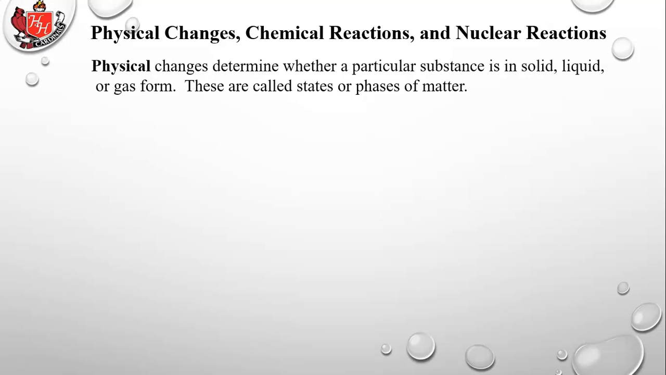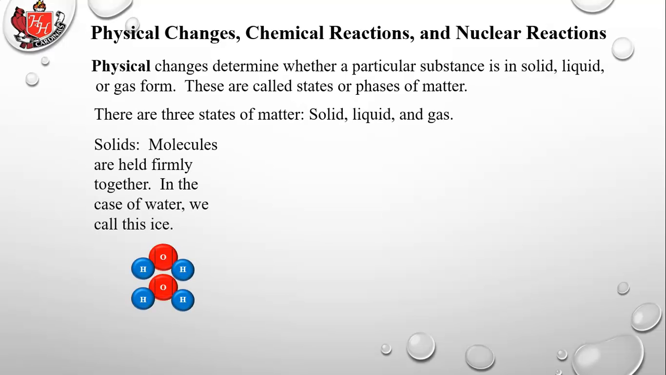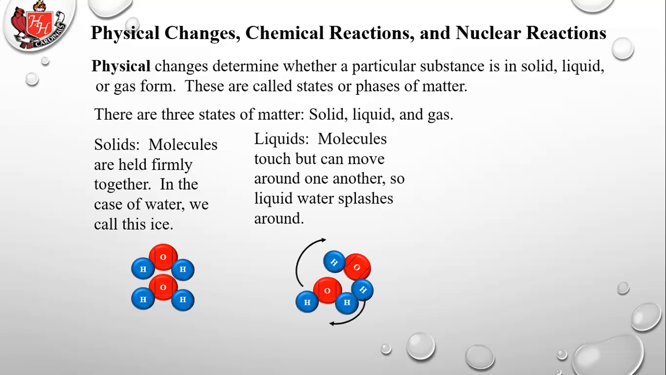Physical changes determine whether a particular substance is in solid, liquid, or gas form. These are called states or phases of matter. There are 3 states of matter: solid, liquid, and gas. Solids, the molecules are held firmly together. In the case of water, we call this ice. Liquids, the molecules touch each other but can move around one another, so liquid water splashes around.